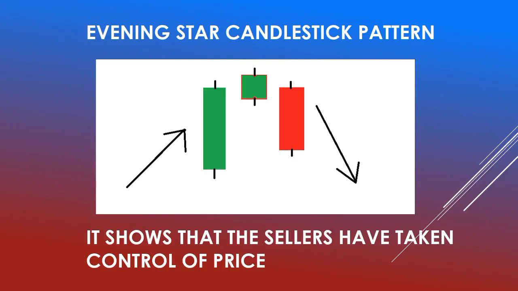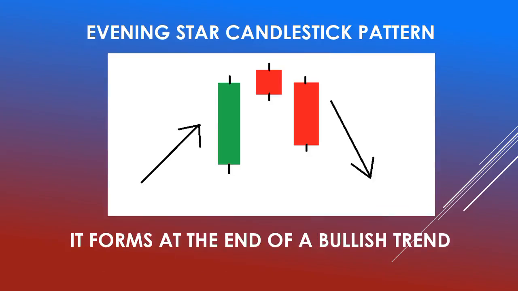The Evening Star Candlestick Pattern clearly shows that the sellers have taken control of price. It forms at the end of a bullish trend.